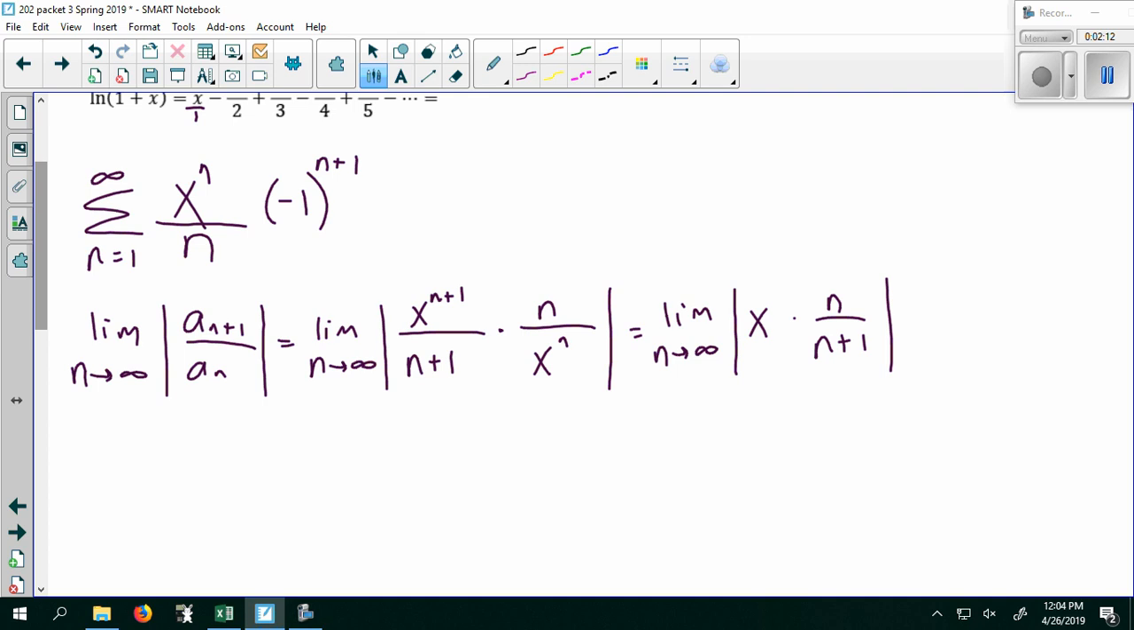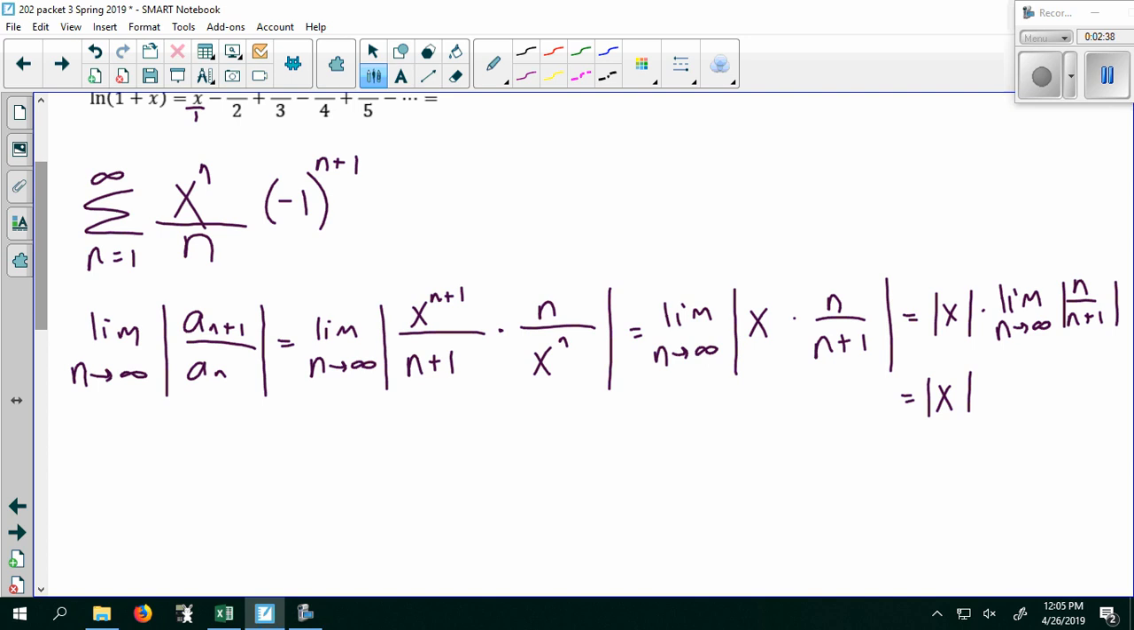And when I take the limit as n goes to infinity, x has nothing to do with that. There are no n's in that factor. So I'm going to pull it right out of the limit. So this is the absolute value of x times the limit as n goes to infinity of n over n plus 1. And that limit is 1. So this is the absolute value of x times 1.